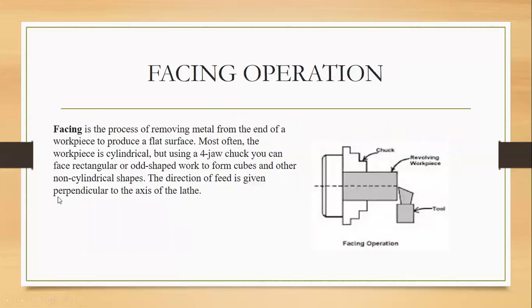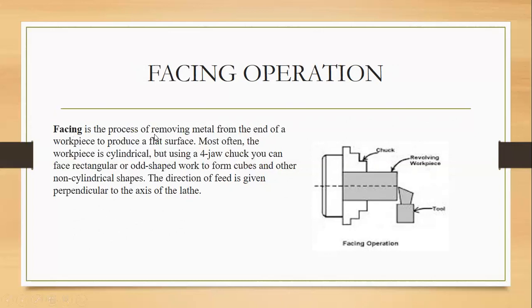Next, another operation is the facing operation. So what is meant by facing? Similarly, we should draw that this is a chuck and the workpiece is all similar. The chuck is holding the workpiece. In the turning operation, we reduce the diameter. In the facing operation, we reduce the length of the workpiece. Suppose we should reduce the length.